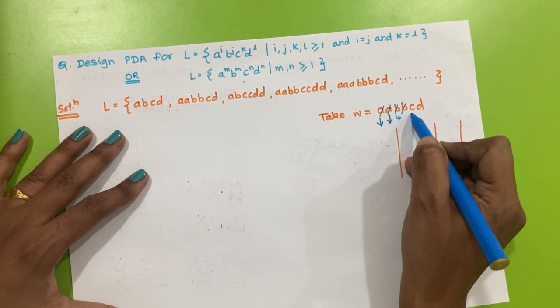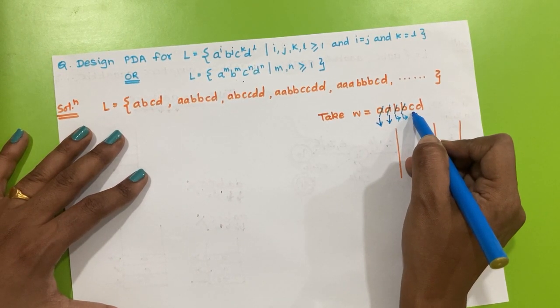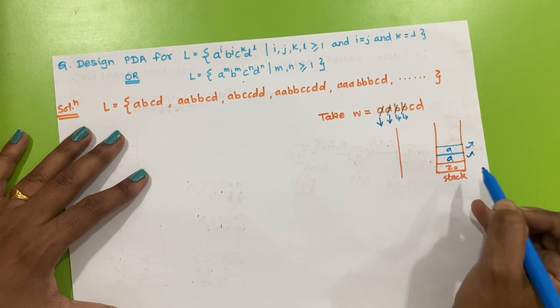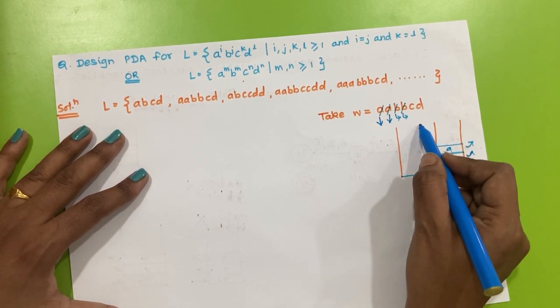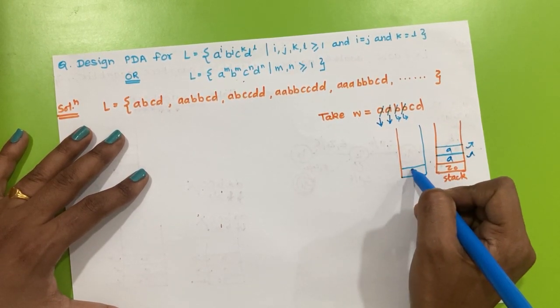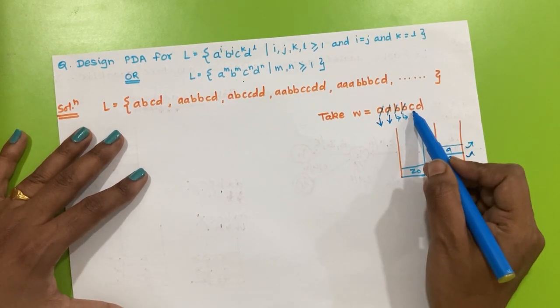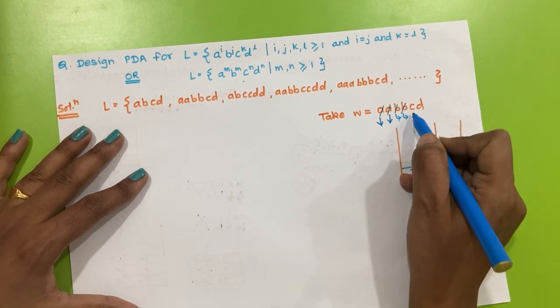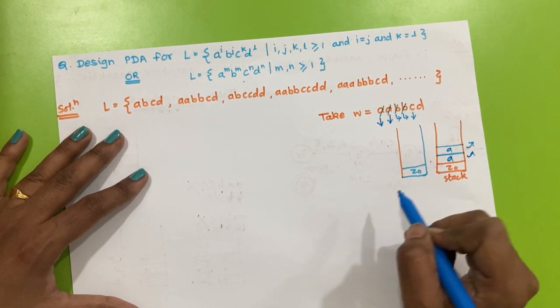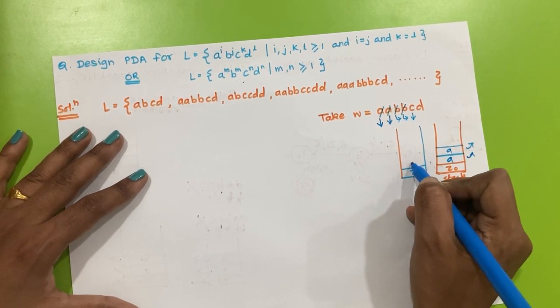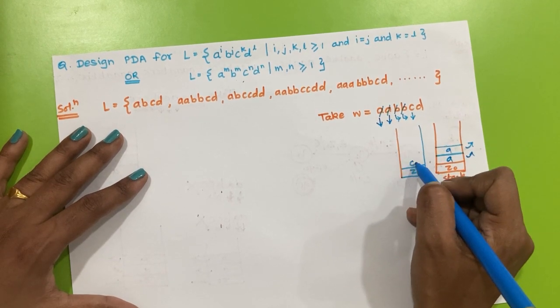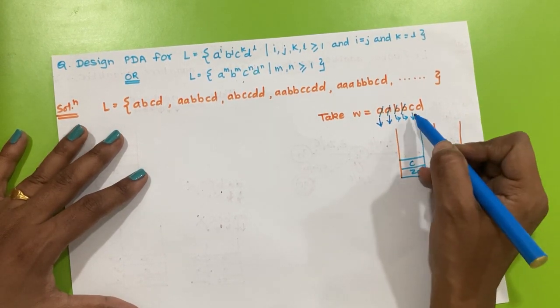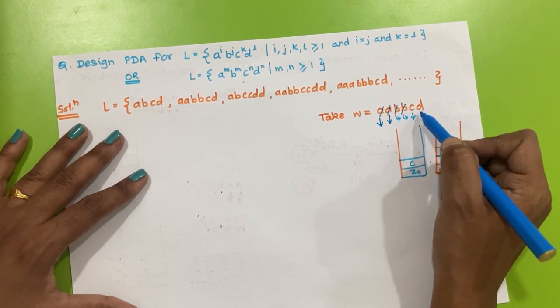Now we are reading input symbol C. Our top of stack is Z0 again, so here I write that is Z0. When we are reading input symbol C and top of stack is Z0, then I'll again push all C's onto stack. So first C will get pushed onto stack. Now we'll move to right by one cell.